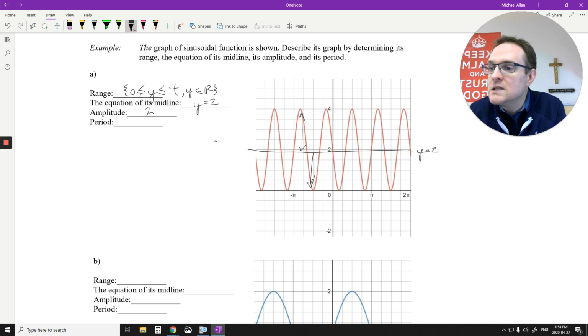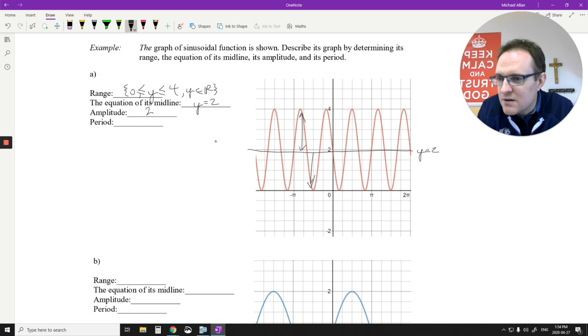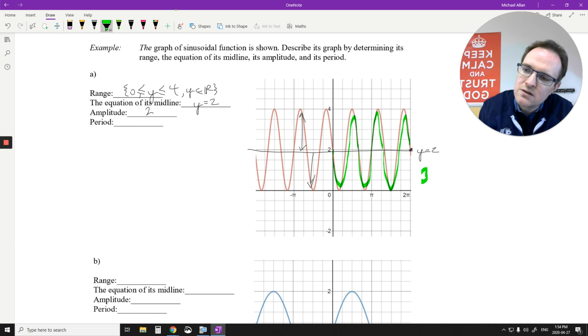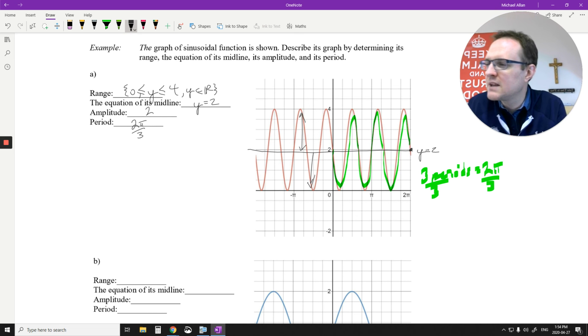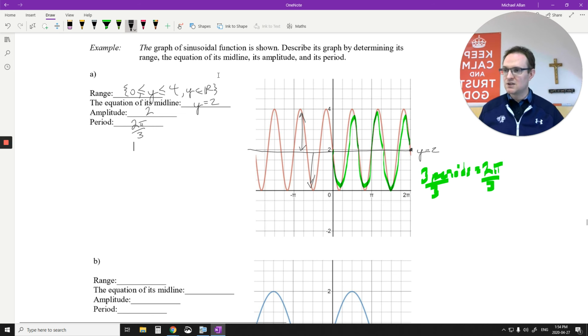And my period was the trickier one to see. So what we can do here, here's 2 pi, right? So that's like 360 degrees. How many of these are in there? 1, 2, 3. So 3 periods in 2 pi. So I could just divide both sides by 3 to get the period by itself. So I have 2 pi over 3. Looking pretty good. And most of that you can just read right off the graph.